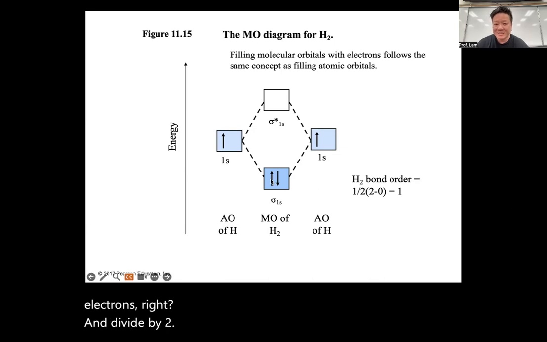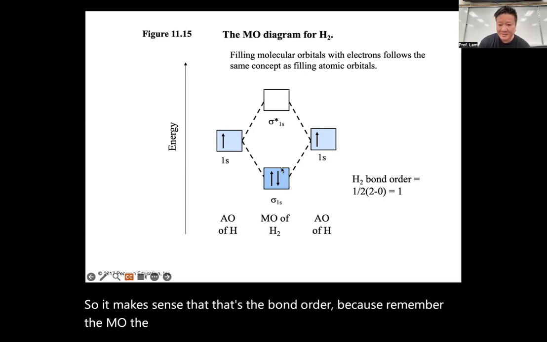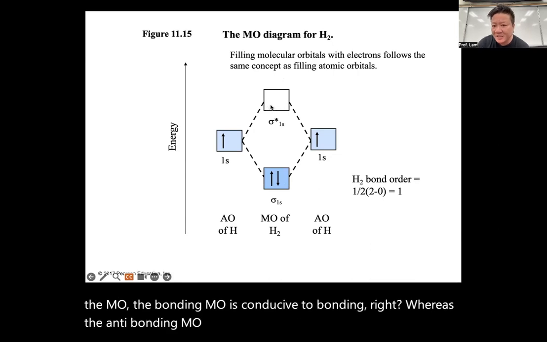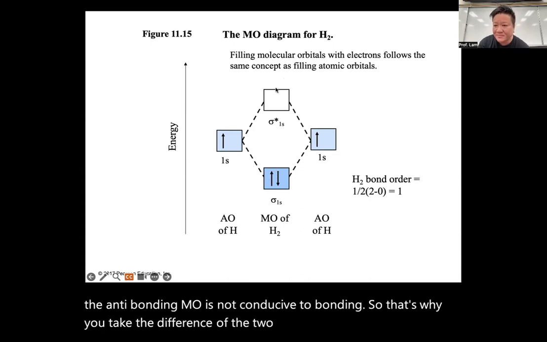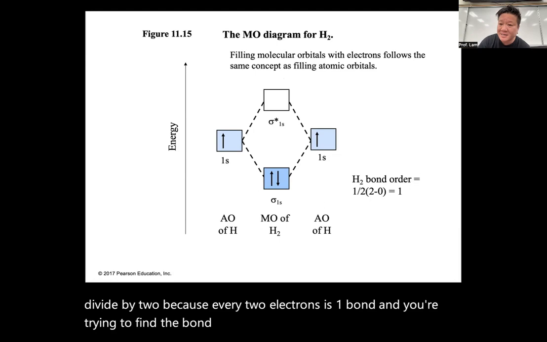So it makes sense that that's the bond order, because remember the bonding MO is conducive to bonding, right? Whereas the anti-bonding MO is not conducive to bonding. So that's why you take the difference of the two electron types. And then why divide by 2? Because every 2 electrons is 1 bond, and you're trying to find the bond order. Okay, does that make sense?